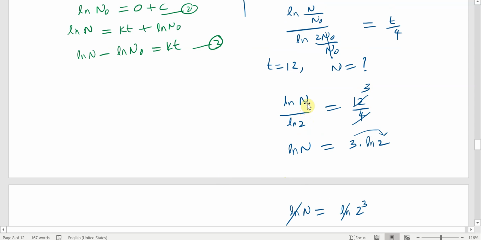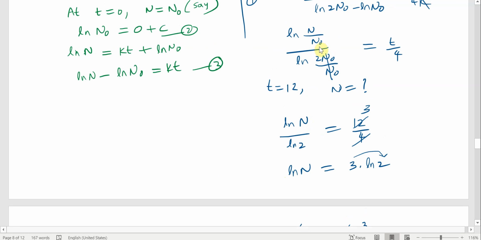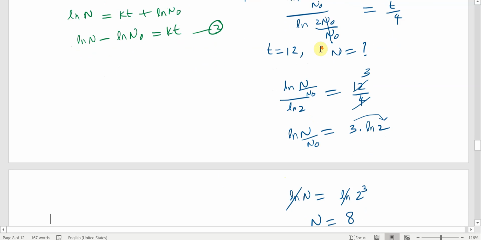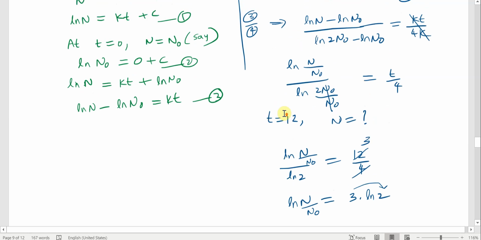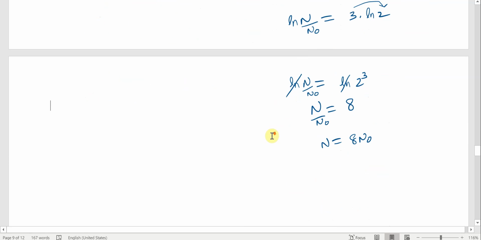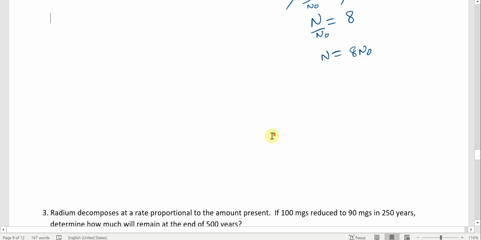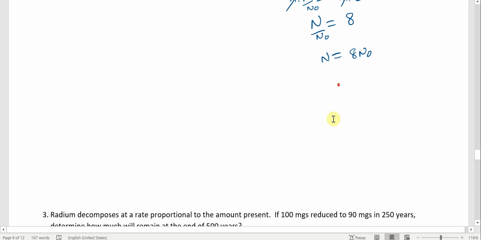Here we forgot one item, that is n naught. So it is ln n divided by n naught. So the last step will be n divided by n naught equals 8, so n equals 8 n naught. So 8 times the original number will be there after 12 hours. So like this we can find it. That is population growth.